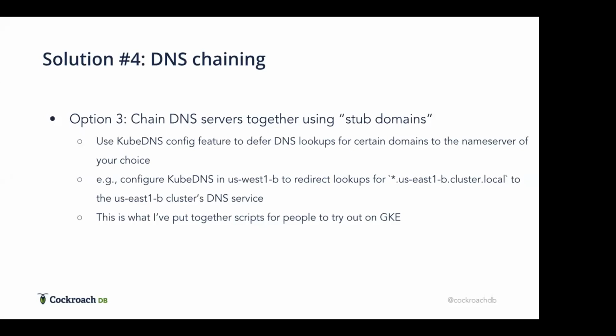So if you have a cluster in US West 1B and you do a lookup for some DNS address that ends in US East 1B.cluster.local, then kubedns will know to just send that along to the DNS server that's running in that US East 1B cluster. This is what I put together some scripts for, and we've documented on our website for people to try out. And it's been most heavily tested on GKE.